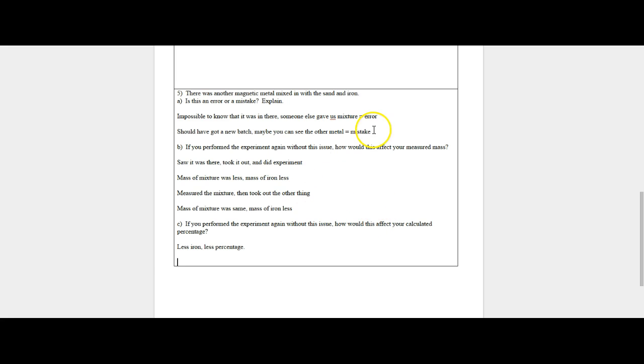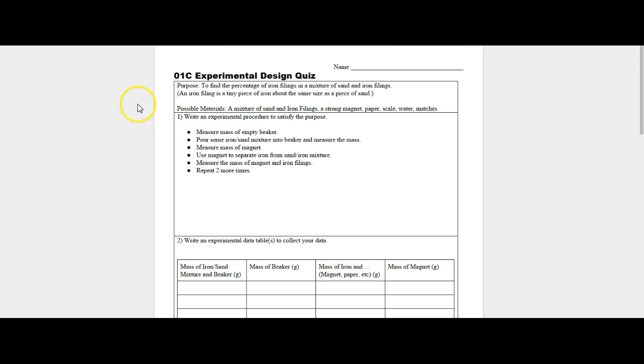So that wraps up our thing for the experimental design quiz. Please come and see me if you have any more questions.